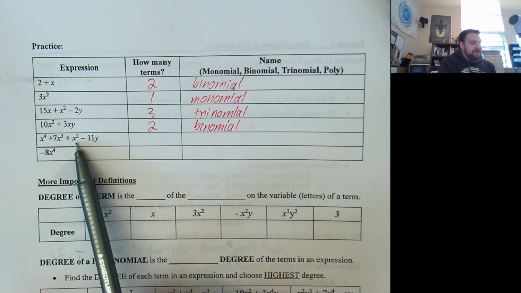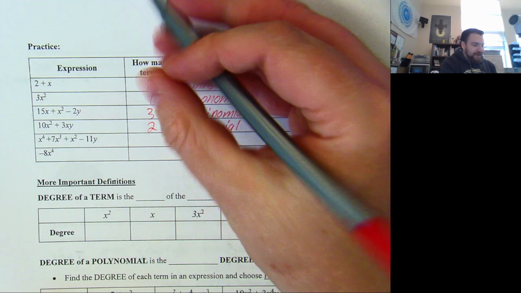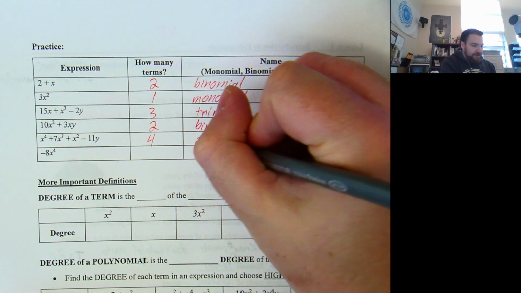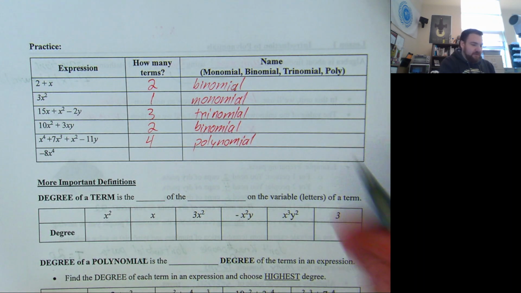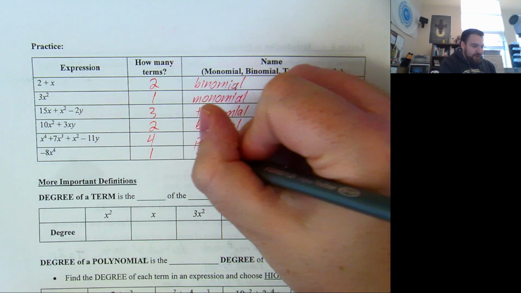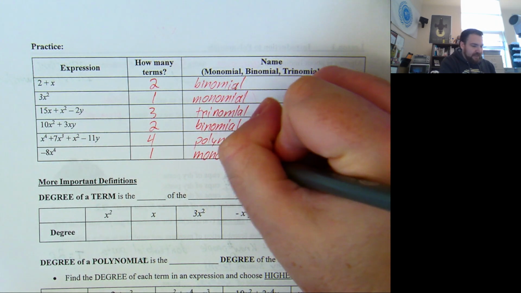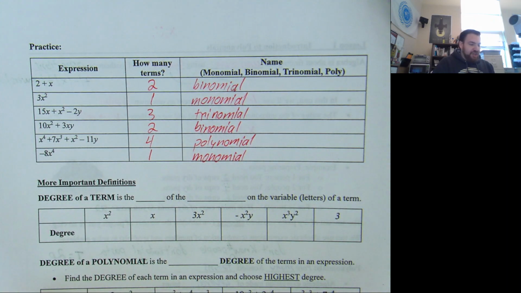This has how many terms? 4, so we call it a polynomial. And the last one, how many terms? So it's a monomial again, good. Love it. Let's keep marching along.